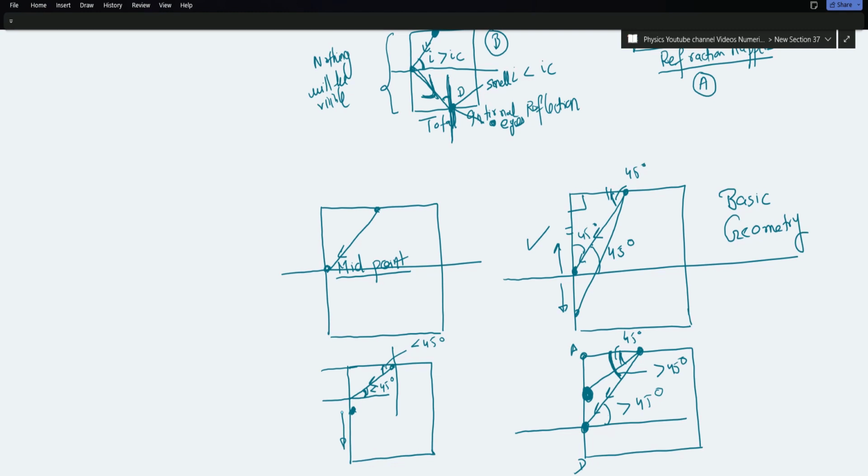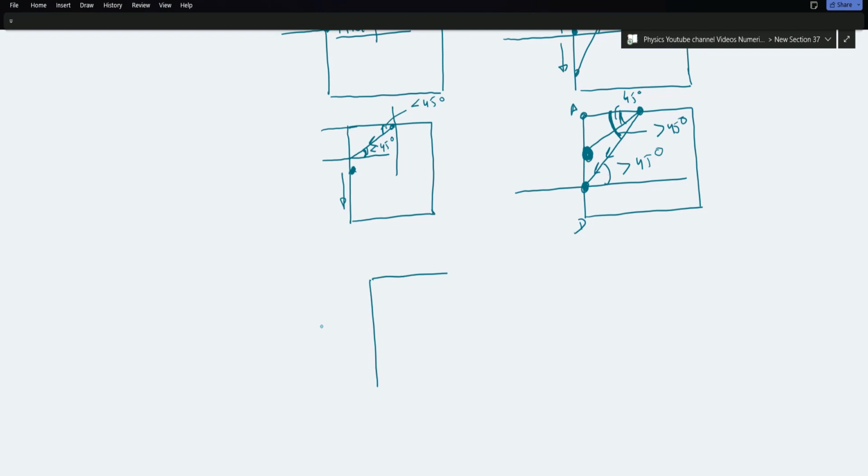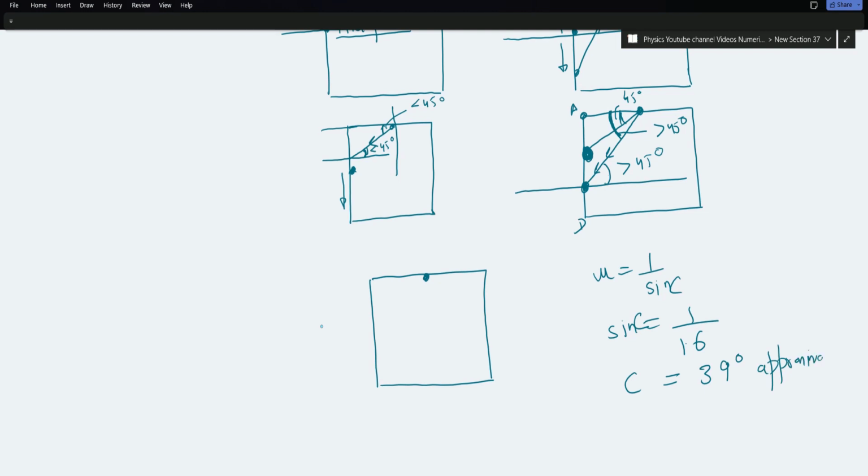Now let's move to the next step. Let's draw this figure. There is a pin. Now mu is equal to 1 by sine c. Sine c is equal to 1 upon 1.6. If you calculate this critical angle where the total internal reflection will happen, this comes out to be around 39 degrees, approximately. So if your angle of incidence is greater than 39 degrees, then the total internal reflection will happen.